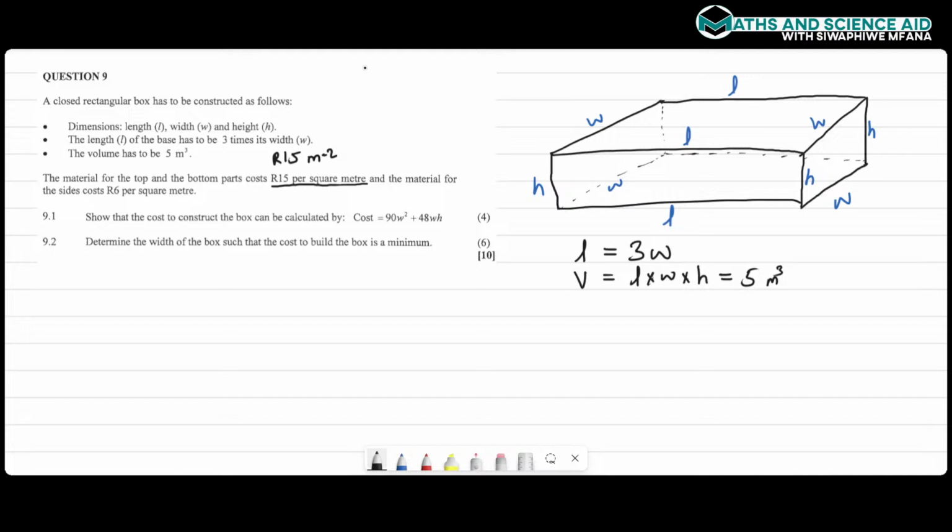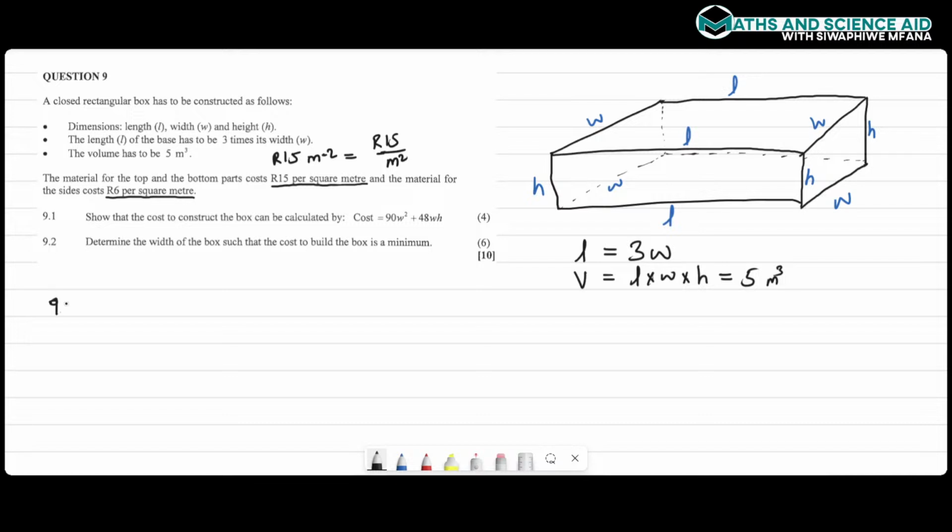So it means that obviously a square meter is an area. So this rate here is based on area. And you can also think about it this way. It means that we have 15 rands over meter squared. That's also another way to think about it. And the material for the sides is 6 rands per square meter. This will also be interpreted in the same way, 6 rands per square meter.